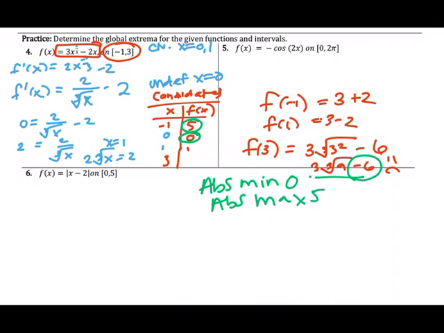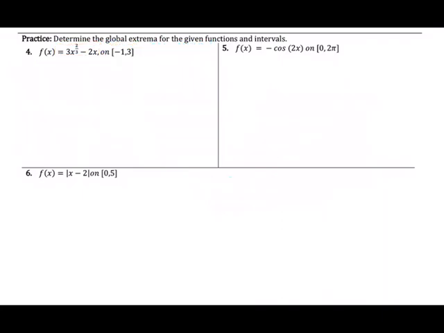All right, I'm going to encourage you to pause the video and try and work through number 5 on your own. And I'm going to clean up some space so we have room to work through it. So find those critical values, make a table, and plug in each of those values to find the absolute extrema.